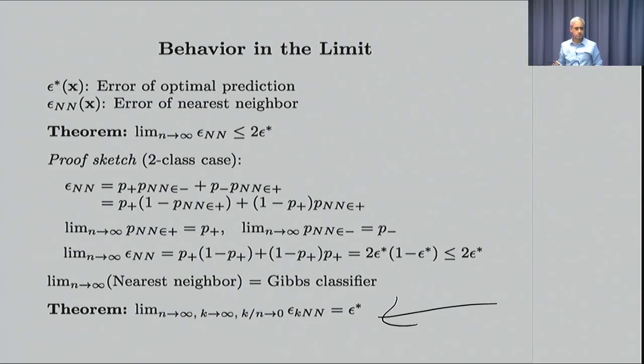Is it because k can never be infinite because it's always limited? No, it could be. I could make k equal to n. But that would be a boring result. That would give me the Bayes classifier, I guarantee it.